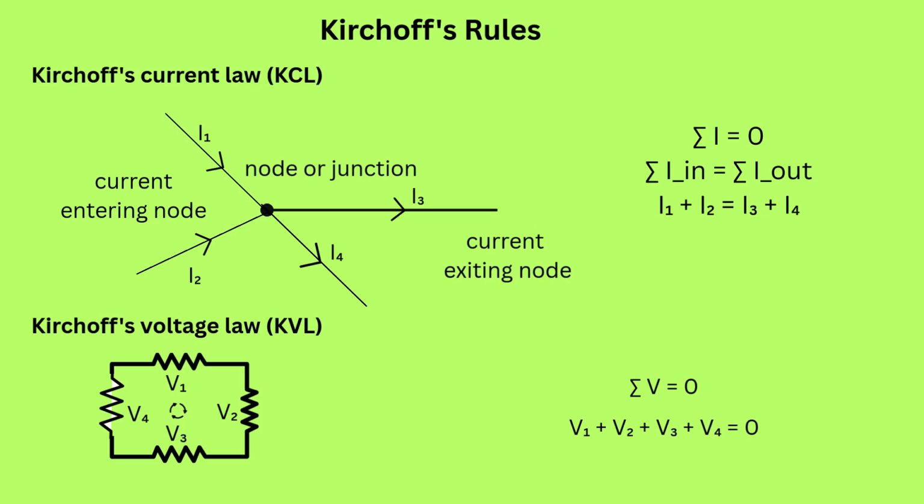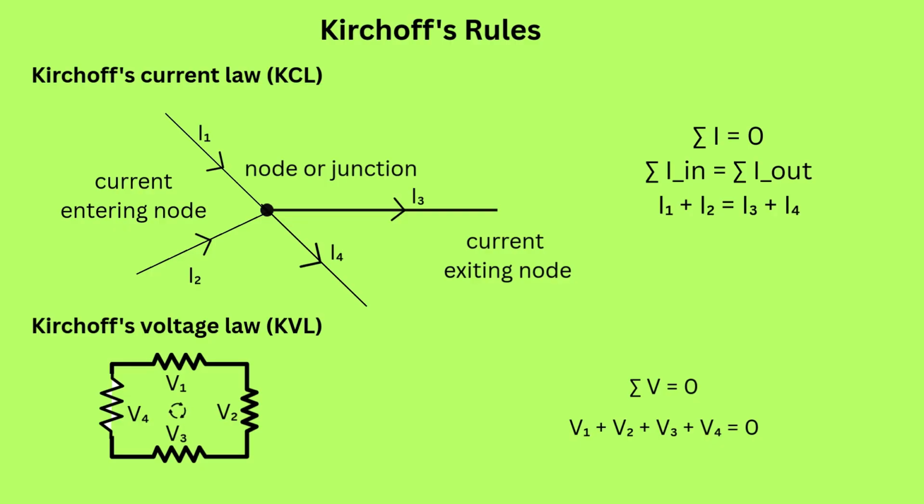Kirchhoff's rules. Kirchhoff's rules are the two fundamental laws used to analyze complex electrical circuits. They are based on the principle of conservation of charge and conservation of energy. Kirchhoff's current law, KCL, states that the total current entering a junction or node in a circuit is equal to total current leaving that junction.